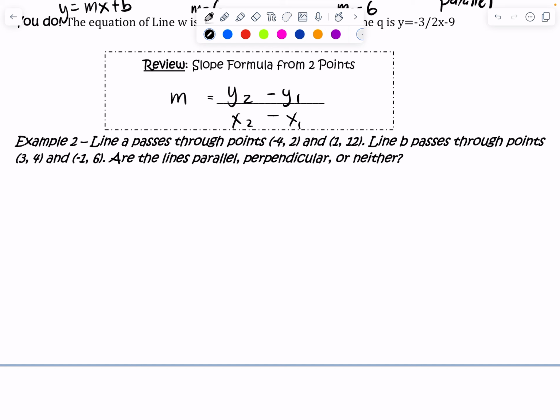All right, so let's start off with example 2. So example 2, line A passes through the points (-4, 2) and (1, 12). Line B passes through the points (3, 4) and (-1, 6). Are these lines parallel, perpendicular, or neither?